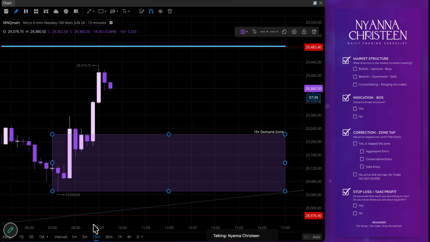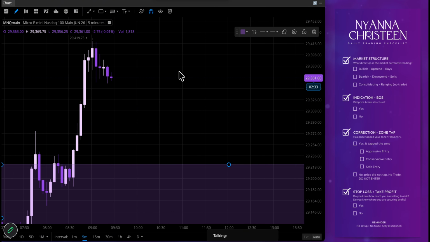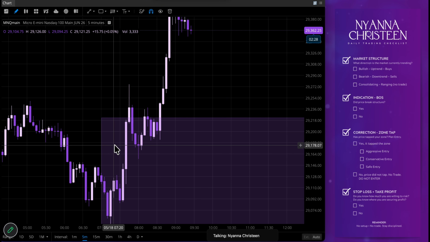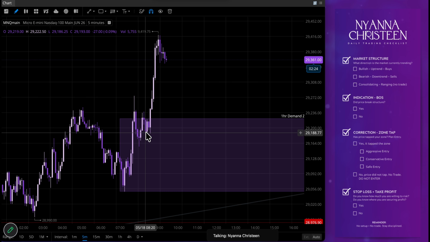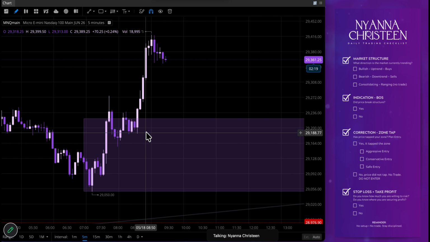Right now it's not doing anything. Same thing, so yeah, I included that candle. Now that I'm on the 5-minute and everything is lining up for buys, I would want to see price come to the zone and tap into it.